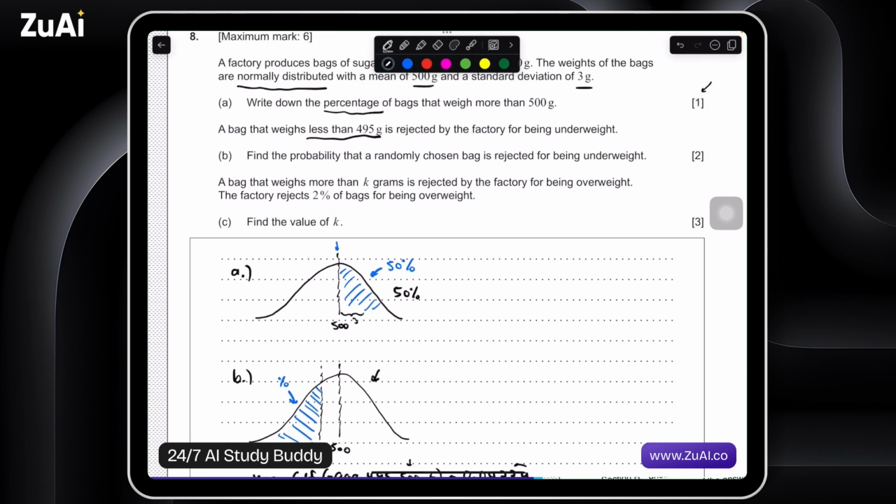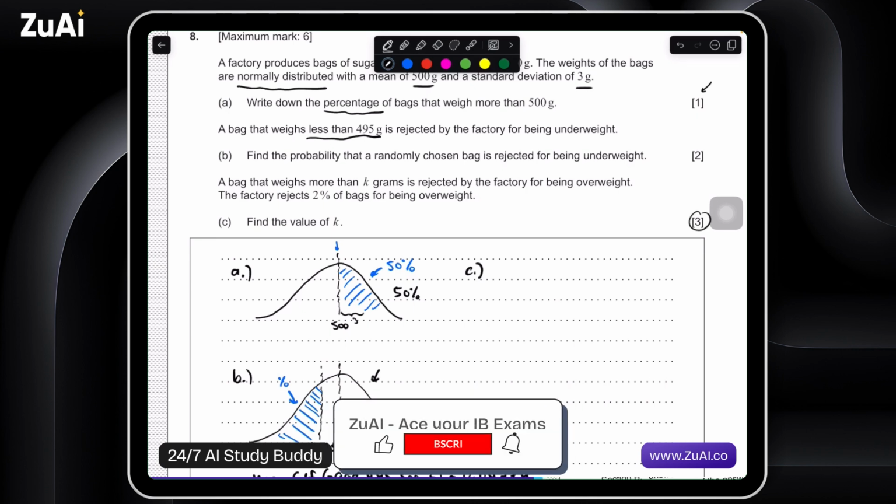Okay, part C. A bag that weighs more than k grams is rejected by the factory for being overweight. The factory rejects 2% of bags for being overweight. Find the value of k. Okay, so this is a 3-mark question, a little more challenging here.